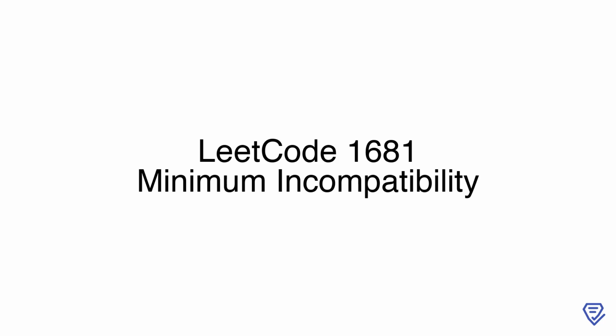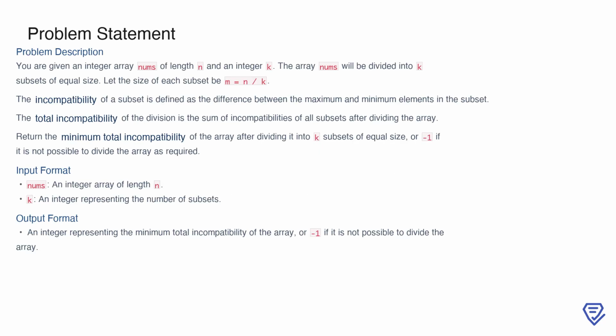Let's dive in. In this problem, we are tasked with dividing an integer array nums of length n into k subsets of equal size. Each subset will have a size of m, which is calculated as m equals n/k. Once the array is divided, we calculate the incompatibility of each subset, which is defined as the difference between the maximum and minimum elements in that subset. The goal is to minimize the total incompatibility, which is the sum of these individual incompatibilities across all subsets. If it is not possible to divide the array into the required number of subsets, we should return -1.